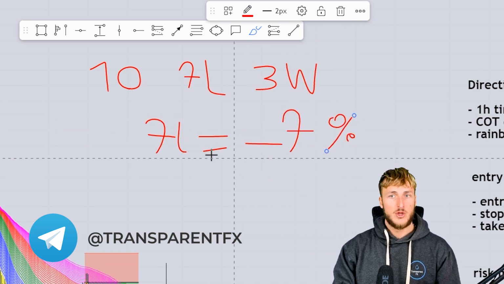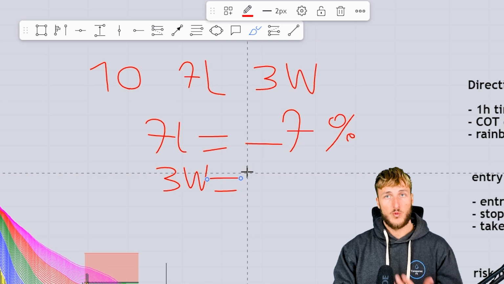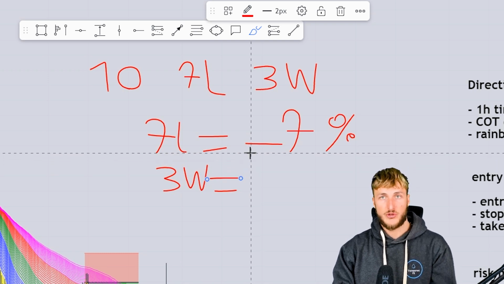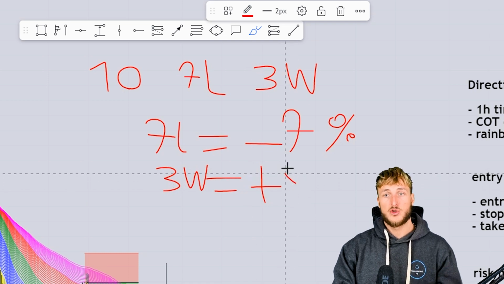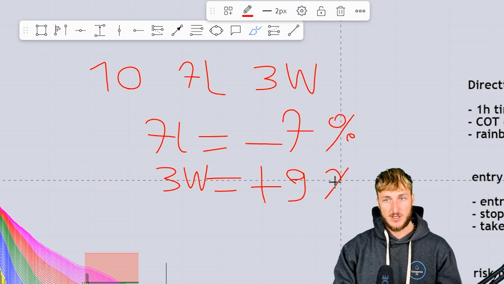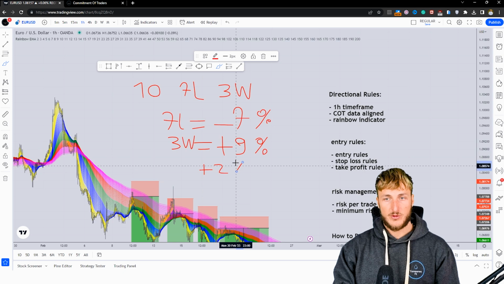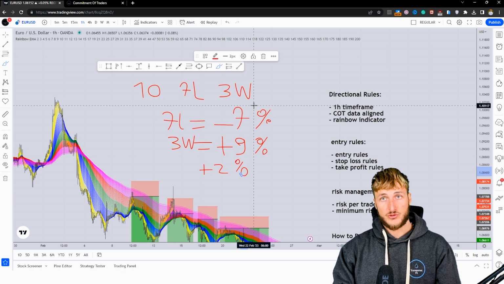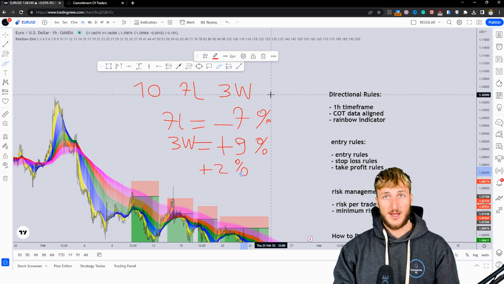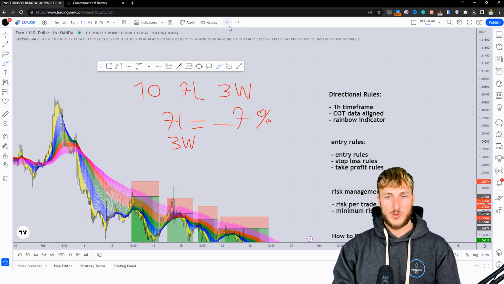However, those 3 winners, since you have a 1 to 3 risk to reward and every winner is 3 times the amount that you're risking, you would have 3 times 3 is 9, so you would have plus 9%. So in total, even with a terrible win rate of 30%, you would still have a plus 2% overall on a 10 trades streak, only winning 3 out of the 10 trades. That is why it's always very important to have a proper risk to reward strategy.